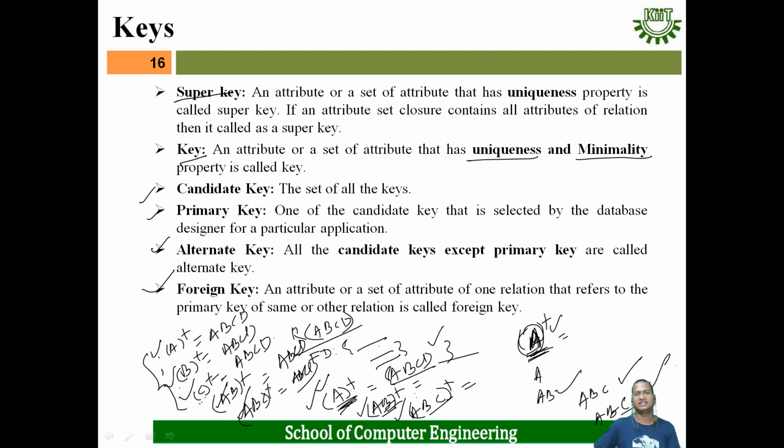Then what is candidate key? The set of all the keys. Okay, in this case, what are the various keys? A is a key, B is a key, C is a key. The set of all the keys are candidate key. That means the candidate key set is here A, B, C.